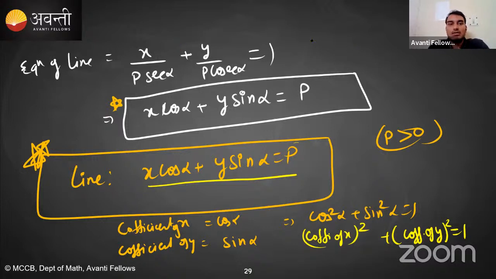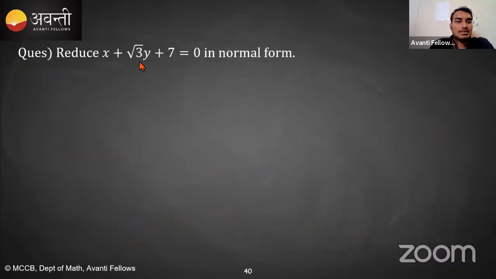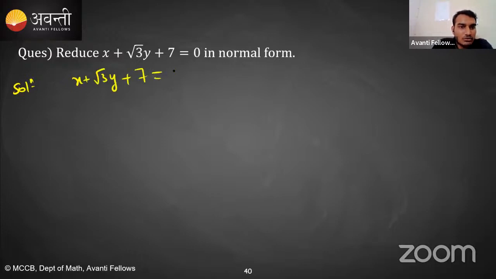Okay, so now let's solve one question on it. Question is, reduce this line x plus root 3y plus 7 equal to 0 in normal form. Okay, so this line is given, x plus root 3y plus 7 is equal to 0. So we have to reduce this in the normal form.